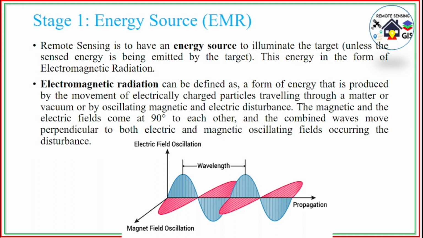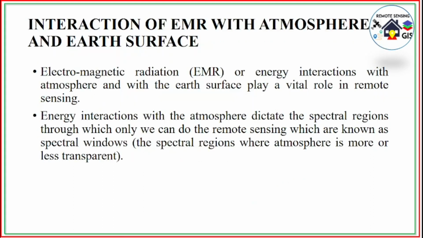So these are the things we already did previously. Now today's topic is the interaction of EMR with the atmosphere, and then we will go to the earth surface features. Electromagnetic radiation or energy interacts with the atmosphere and with the earth surface. So when energy comes from the sun, it interacts with the atmosphere. That is true or not? Yes, true. How many times will it interact with the atmosphere? Two times. So the energy which interacts with the atmosphere two times plays a vital role in remote sensing. Why?